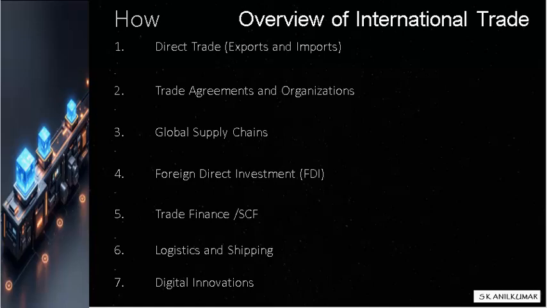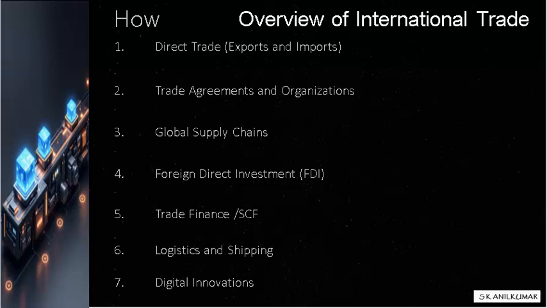How does trade happen? Trade happens in the form of direct trade or direct trade agreements. Then you have the World Trade Organization or GATT. Then you have a global supply chain where corporates are capable of, for example, securing certain components from Vietnam, certain components from Taiwan, assembling them in China and selling it in Japan. Then there is foreign direct investment, where certain companies invest in another company, set it up from the greenfield stage, and then roll out the product.